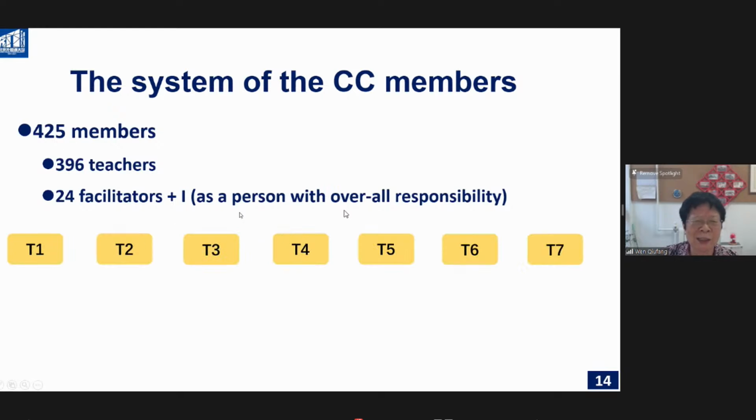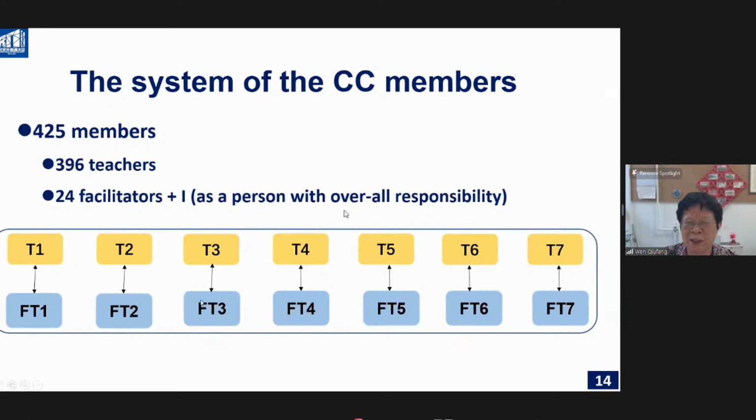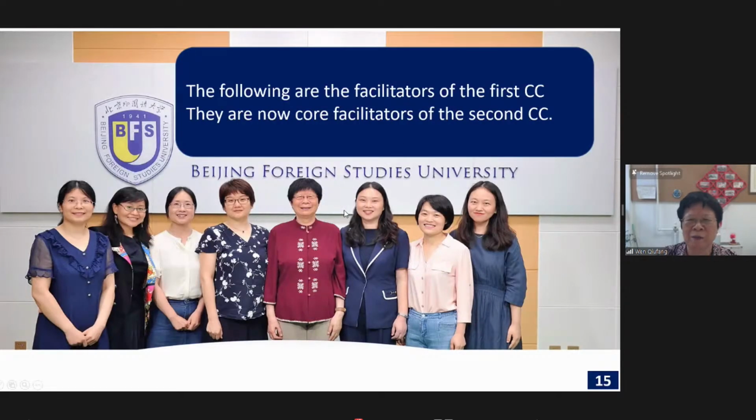And in which way do we do it? We divided 396 teachers into 7 teams. Correspondingly, we divide 24 facilitators into 7 facilitating teams. Now, this is a kind of basic structure of the CC members. And the following are the facilitators of the first CC. Now I'm in the middle, you can recognize it. And now they are core facilitators of the second CC.